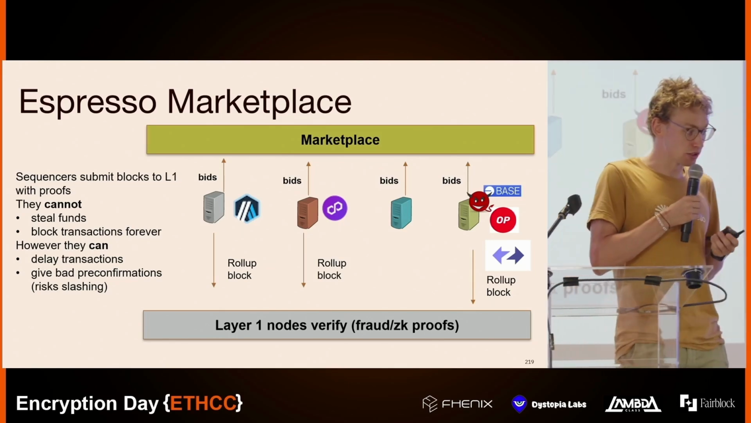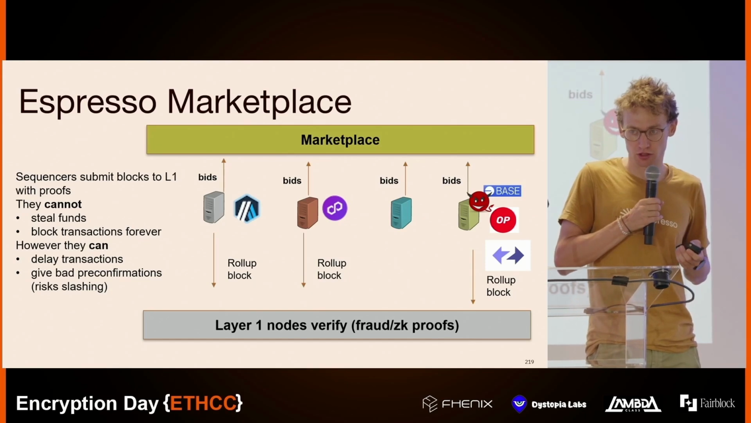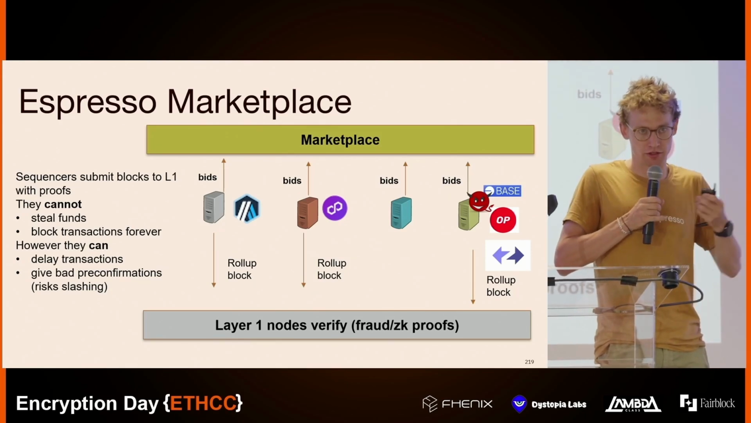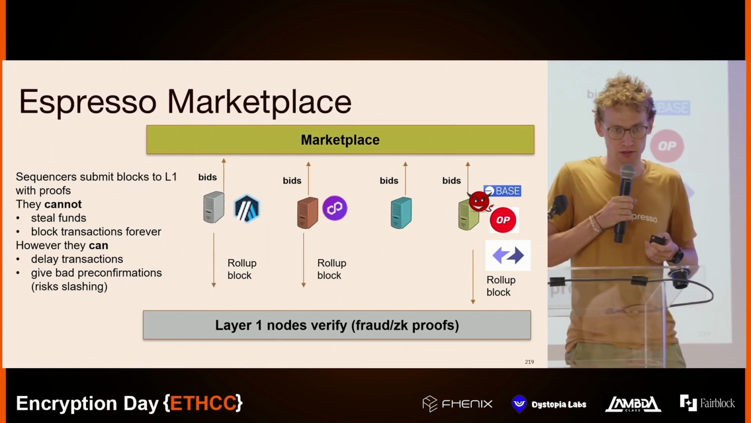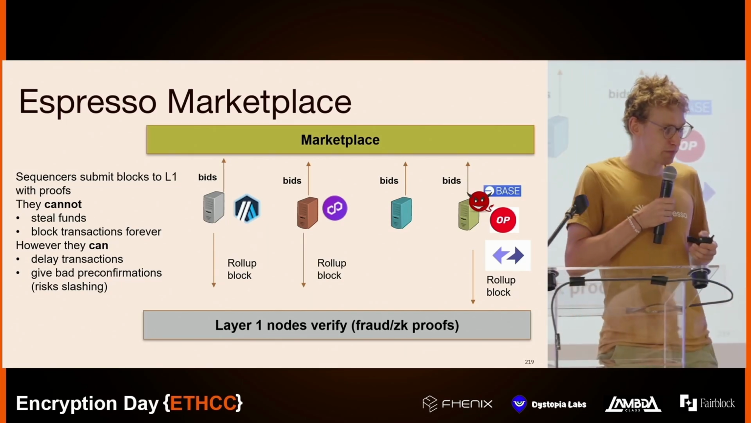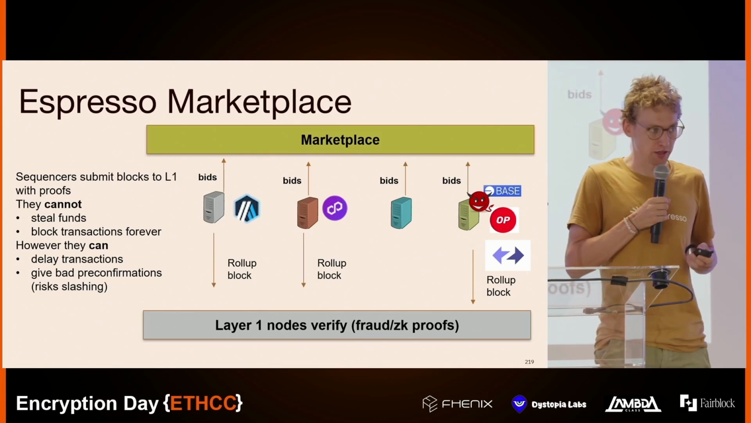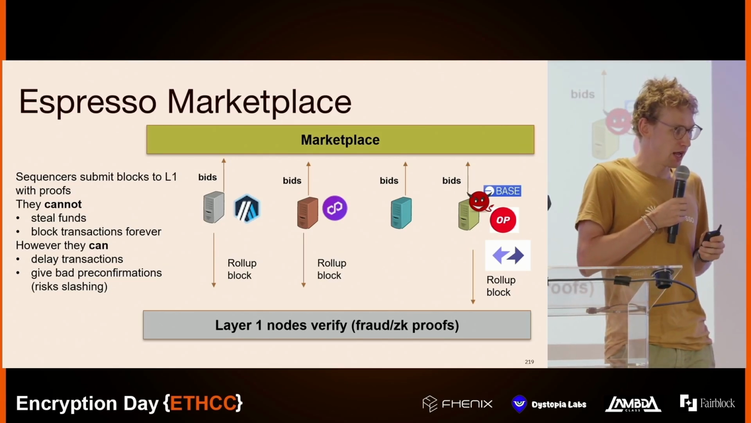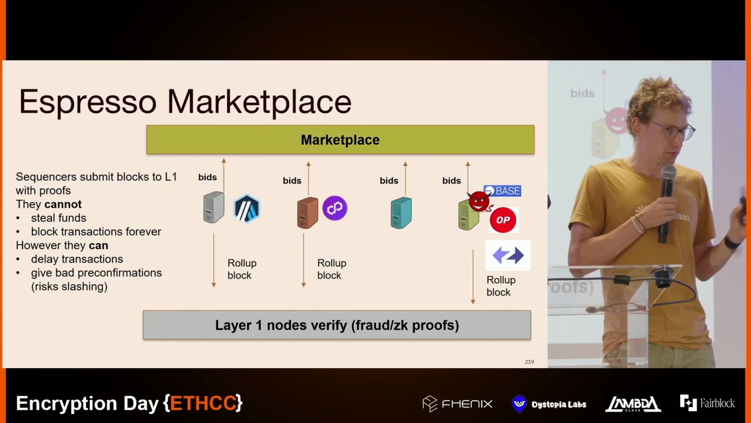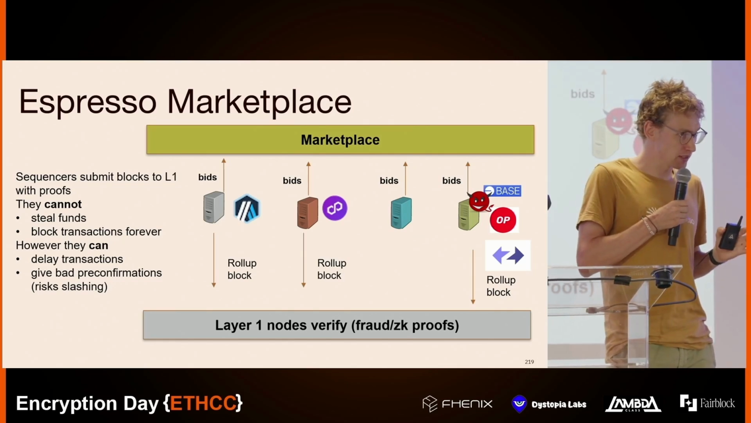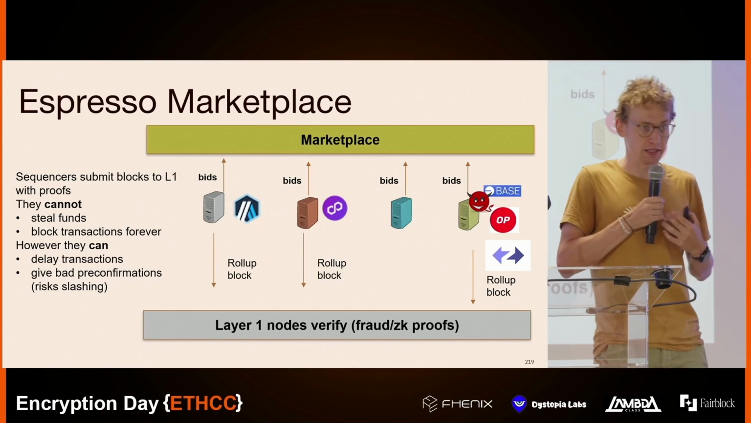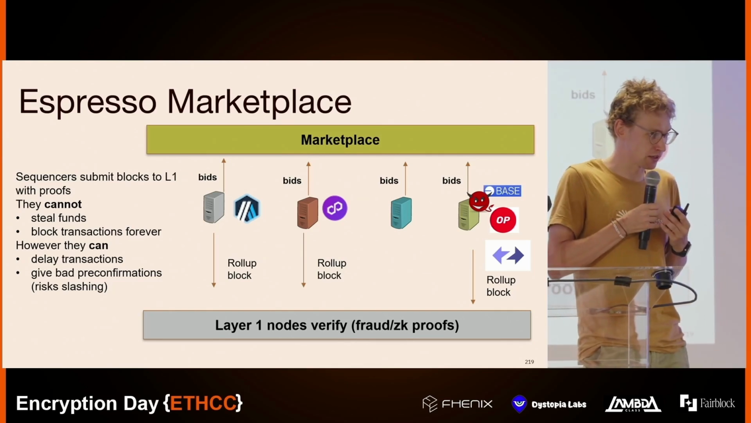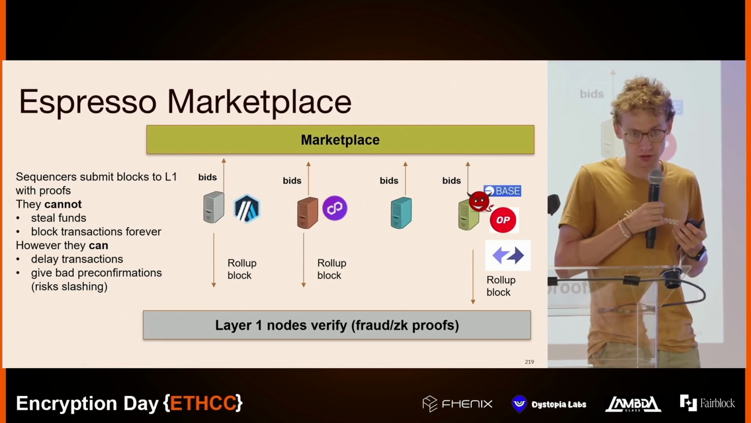However, what they can do is they can delay transactions. So they can, for example, simply in a slot not sequence a transaction, or they can order things in a way that's preferable to them. And additionally, they can give bad pre-confirmations. So they can give a pre-confirmation, they can promise you that they will include something, and then not actually do it. We might be able to slash that offense, but of course, if they can gain more from doing this action than what they risk slashing, they might still be willing to do it.